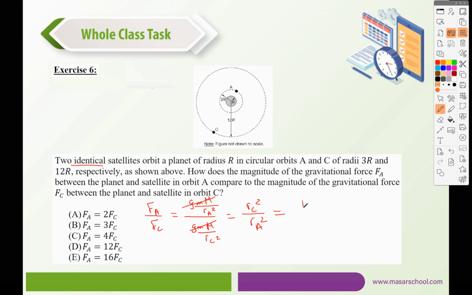Now Rc is 12R to the power of 2, divided by 3R to the power of 2. So basically it would be 4 to the power of 2, which is 16. Then Fa over Fc is 16, which means Fa is equal to 16 Fc, and E would be the correct answer.